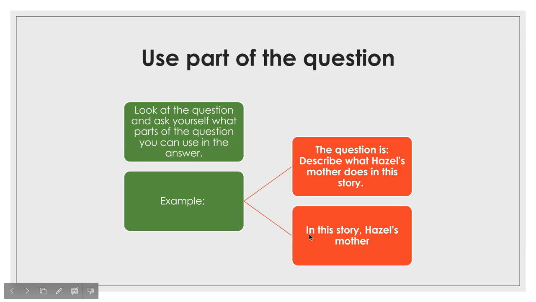And that is how I started my answer. In this story, Hazel's mother. So I used part of the question to start writing my answer.